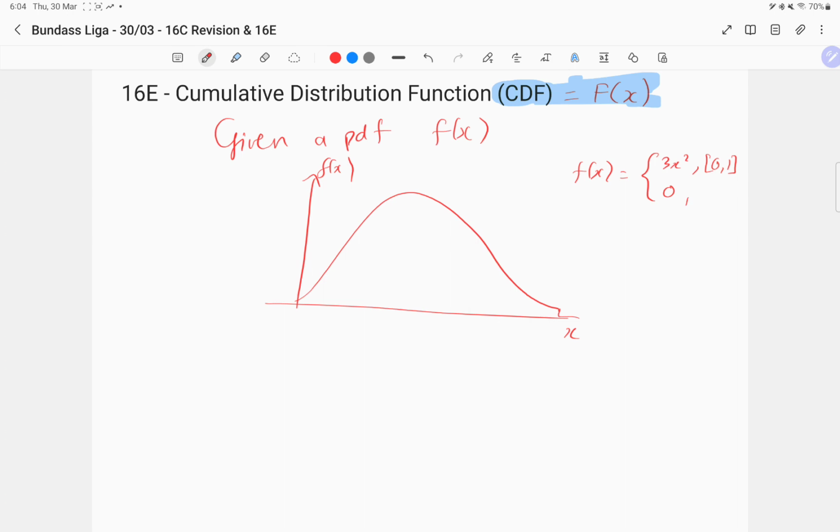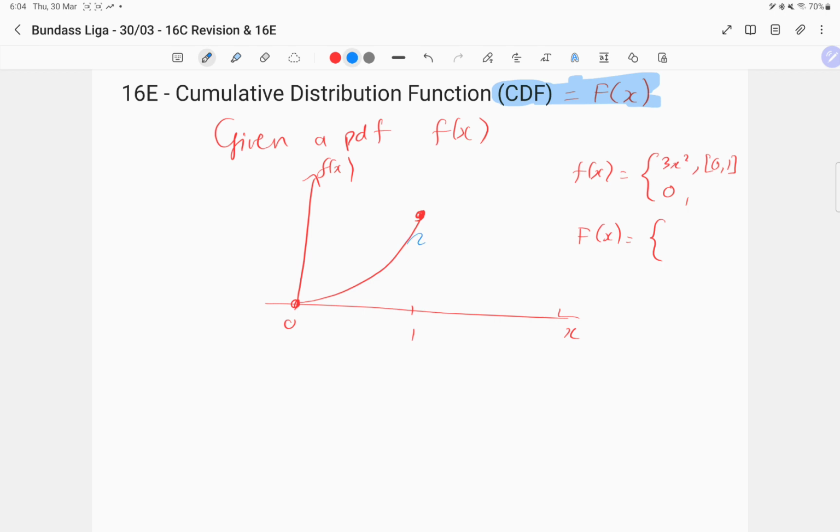Given a PDF like that, the CDF, or big F of x, will also need to be a piecewise function, but the piecewise function will be a little bit different. So let's use that example from 0 to 1. The graph will look something like this: from 0 to 1, with 3 times 1, which is 3, somewhere around here. So that's the PDF.